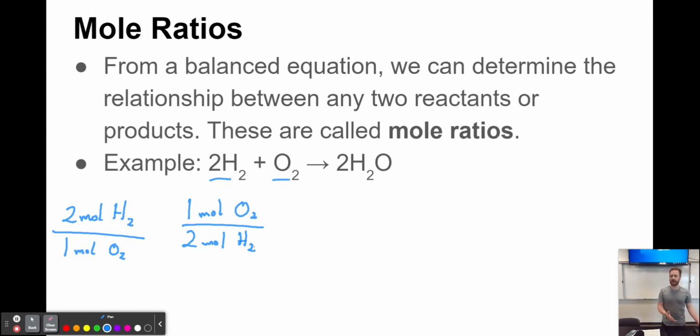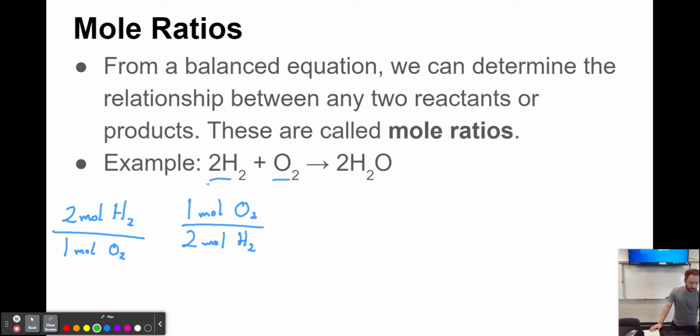Now, why am I writing these as fractions? Well, don't they look kind of familiar? They should look familiar because they are conversion factors, right? Just like molar mass in the last video was a conversion factor, just like Avogadro's number before that was a conversion factor, this is yet another conversion factor that we can use. And we can come up with the relationship for any two things in the reaction.